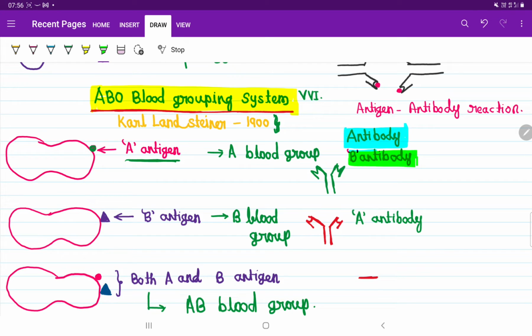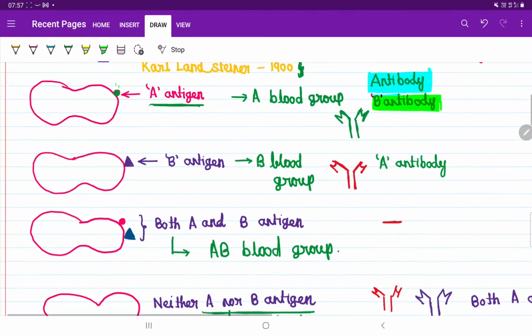Those who have A antigen, meaning those who have A blood group, have B antibodies present in their plasma, not A antibodies. See, if A antibody were present in people with A blood group, that A antibody would immediately bind here and hemolyze the RBC, break the RBC, right? So to protect their blood from B blood group, nature has given them B antibody.